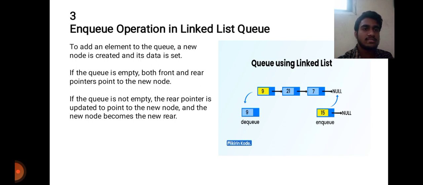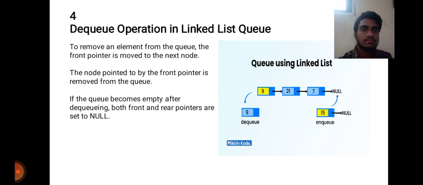Queue using linked list. We have to perform the NQ operation. We insert the element 15 and after that 7.